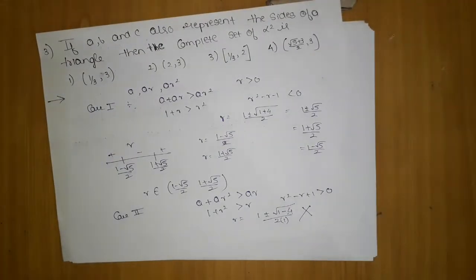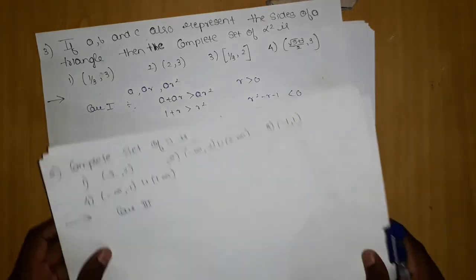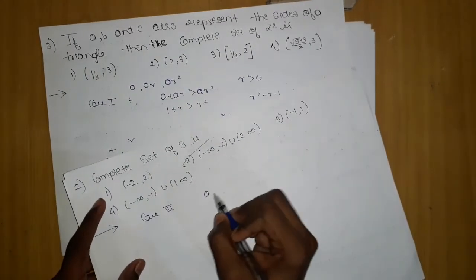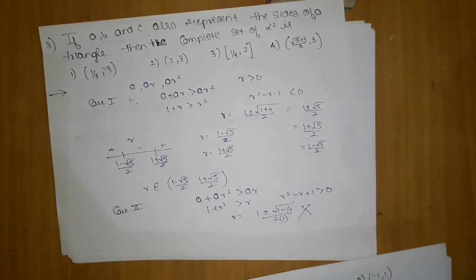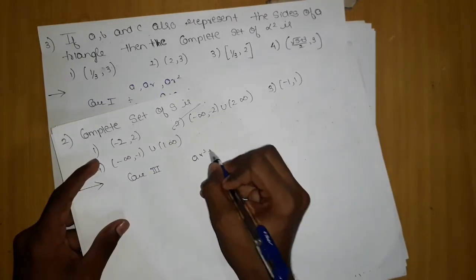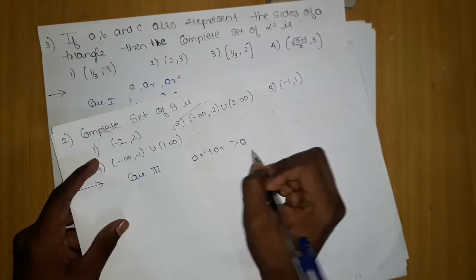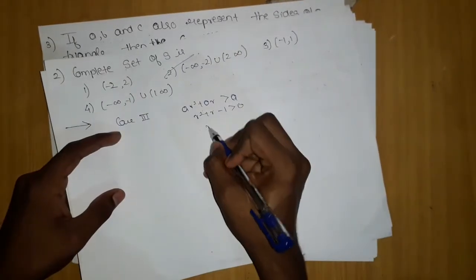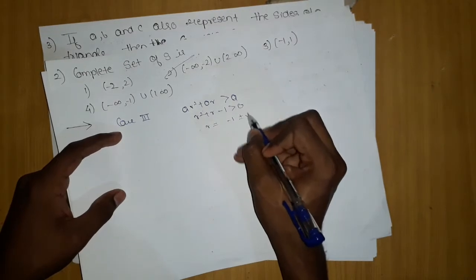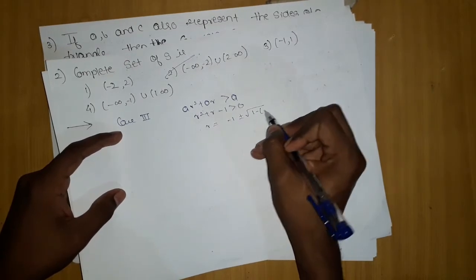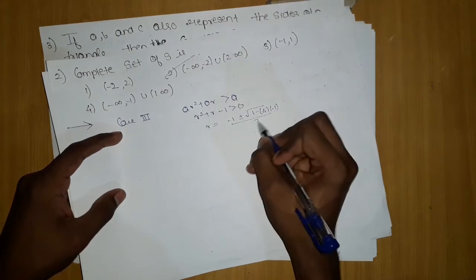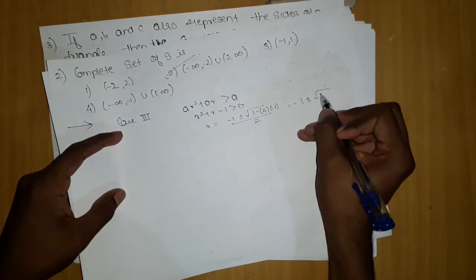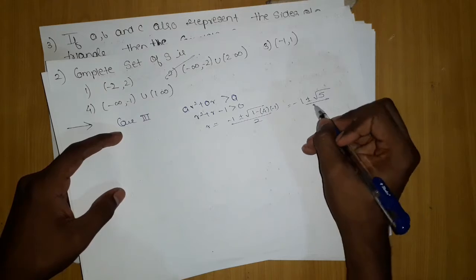Now let's see what cases we have considered. The first was a plus ar, a plus r square. Now we can consider ar square plus ar is greater than a. This will give me r square plus r minus 1 is greater than 0, and if I find the r value, -1 plus minus under root 1 minus 4 into -1 upon 2, which will give me -1 plus minus root 5 upon 2.